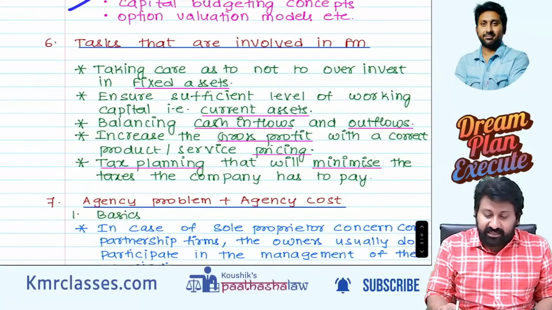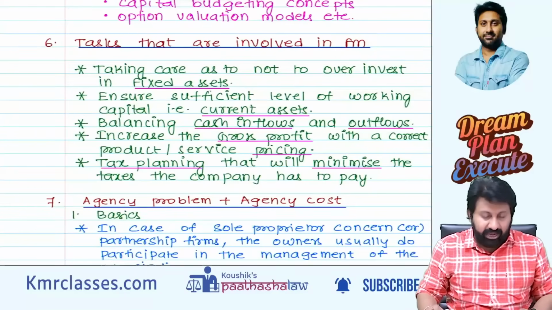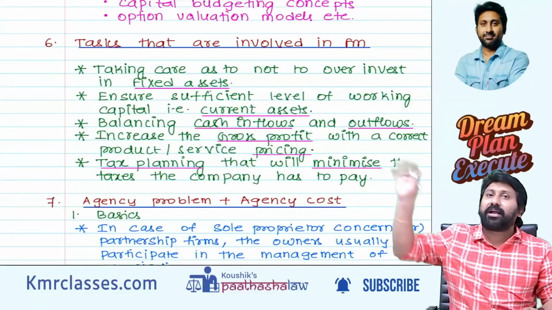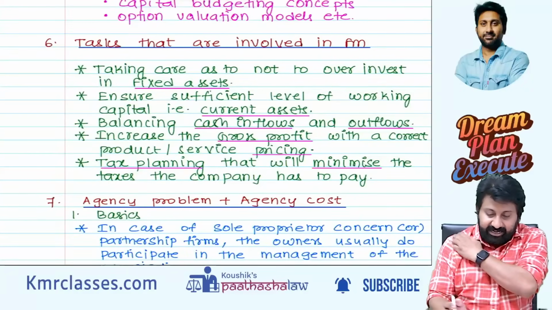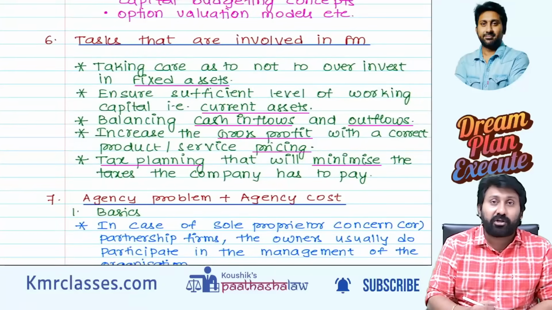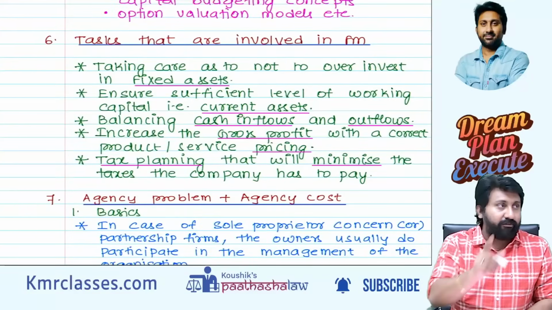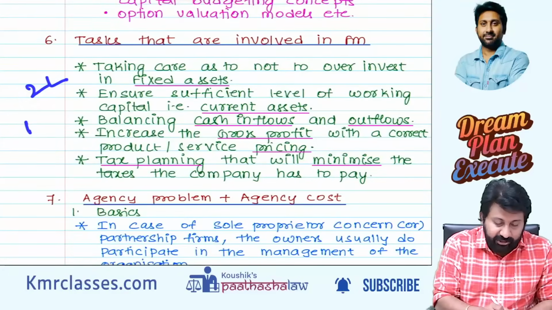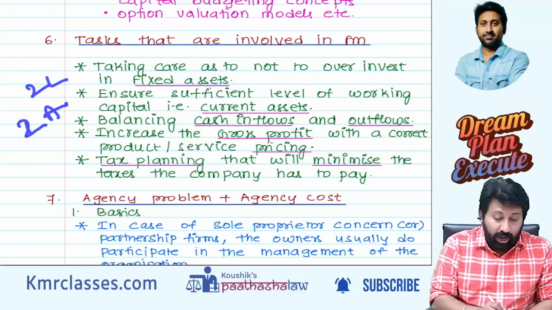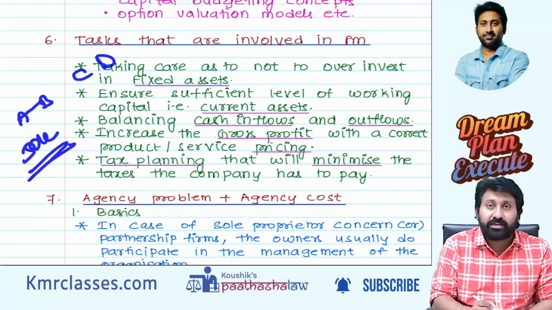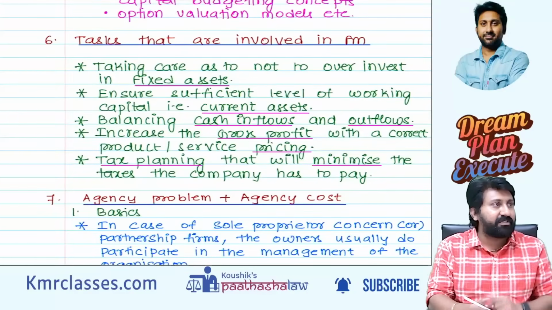Next, tasks that are involved in financial management. Okay, I will tell you an easy way. Same again: where to put the money, where to get the money. First, take care not to over invest in fixed assets, because it will lead to financial insolvency. I told you, one machine can produce 1 lakh units. My target is to produce 2 lakh units. What you have to do? Invest in 2 assets. Instead of doing this, I purchased 4 assets A, B, C, D. Each one will be producing only 50,000. What is this nonsense? Unnecessarily you are over investing in the assets.